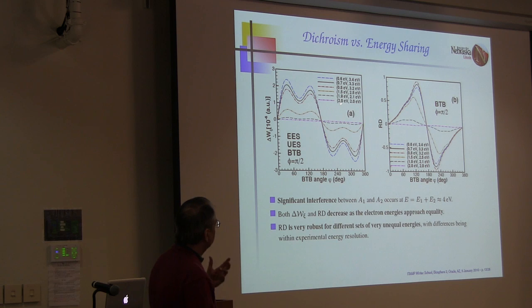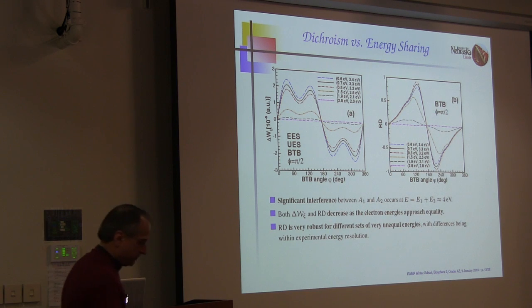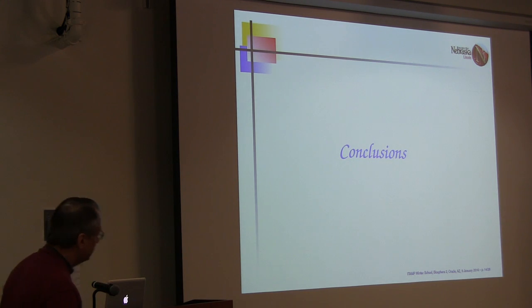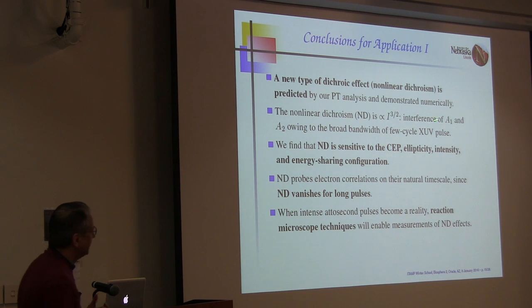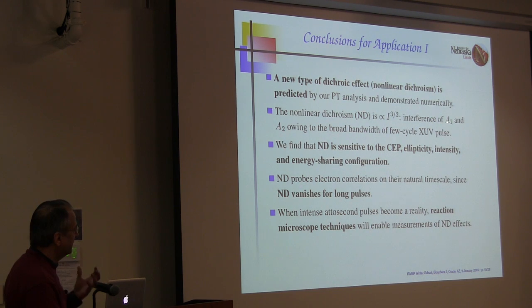But you could split the total 4 eV in various ways, and you can see how when they're unequal, you get the maximum dichroic effect. And so the conclusions for this first part are that a new type of dichroic effect, nonlinear dichroism, is predicted, and it is basically proportional to the 3/2 power of the intensity, indicating that it's the interference of a first order amplitude and second order.